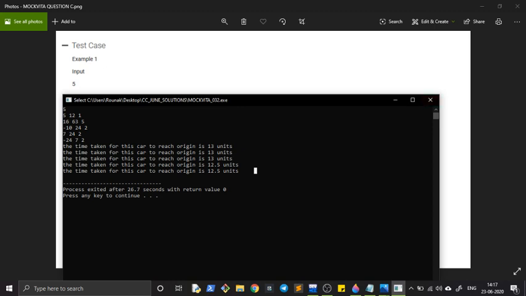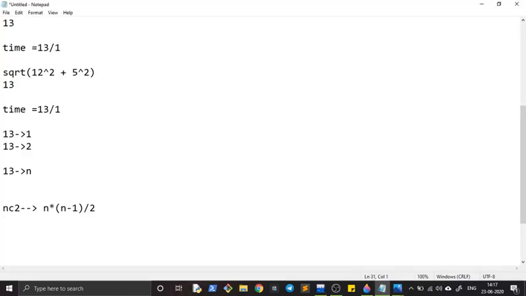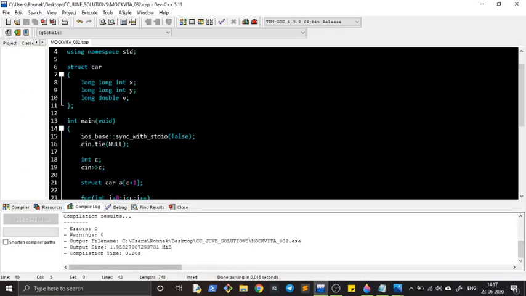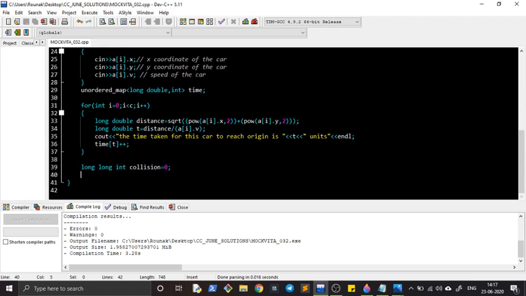So here our hash map should contain 13 as a key with value 3, and 12.5 as a key with value 2. So our hash map will contain this. Okay, now for the total number of collisions, we will traverse through the whole hash map. For that we will use the auto keyword. For auto i equals time.begin, i not equals time.end, and ++i.